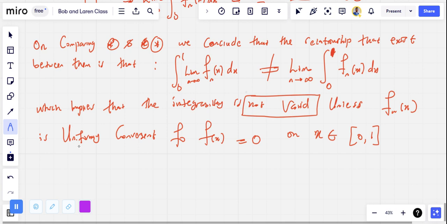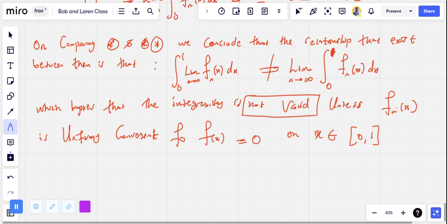So when I say something is uniformly convergent, I've not explained that. I think that should be our next topic. I've not really touched it. But please take note that since this and this are not equal, that simply implies that fn of x is not uniformly convergent, since they are not equal.